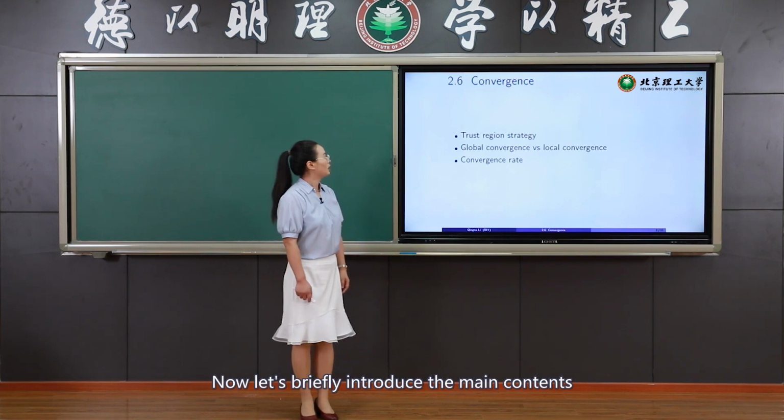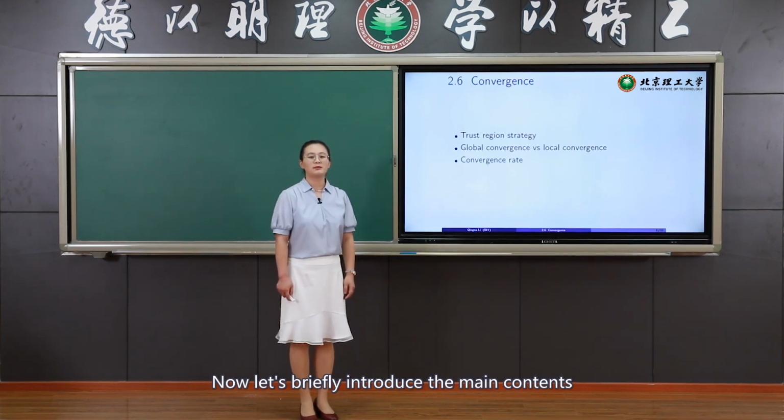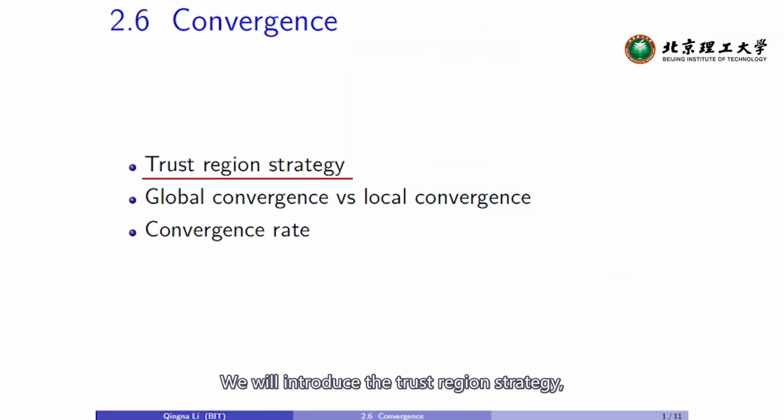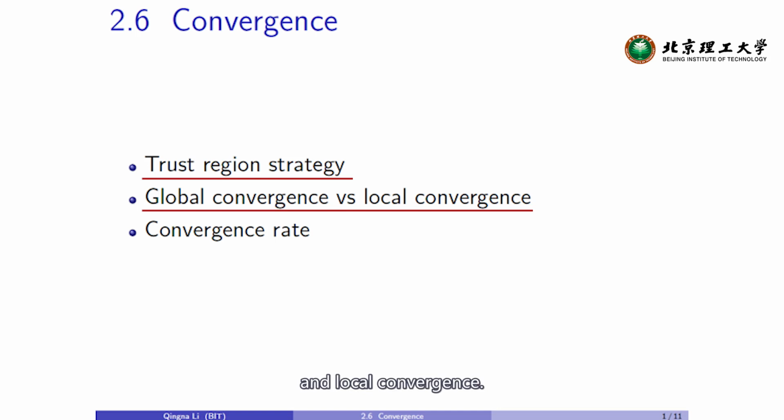Now let's briefly introduce the main contents in this part. We will introduce the trust region strategy, which is one way to update the iteration, and we will also introduce global convergence and local convergence. Finally, we will introduce the convergence rate. Now, let's take a look at the trust region strategy.